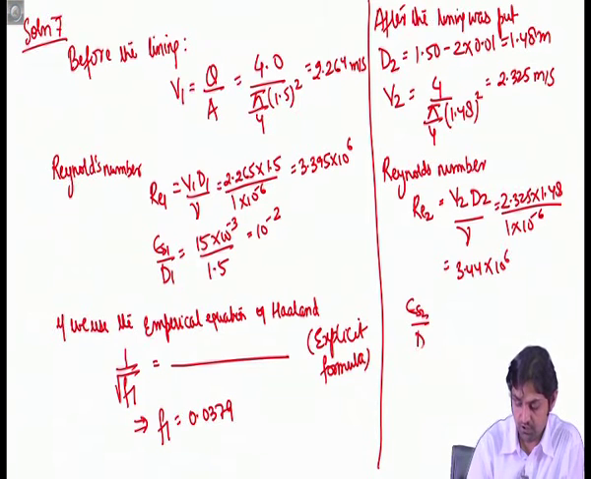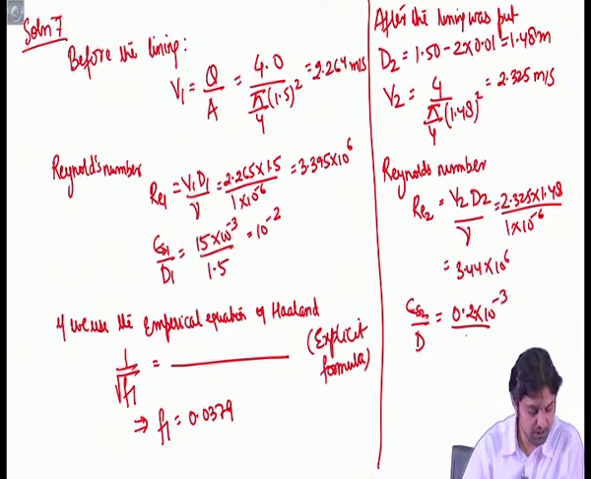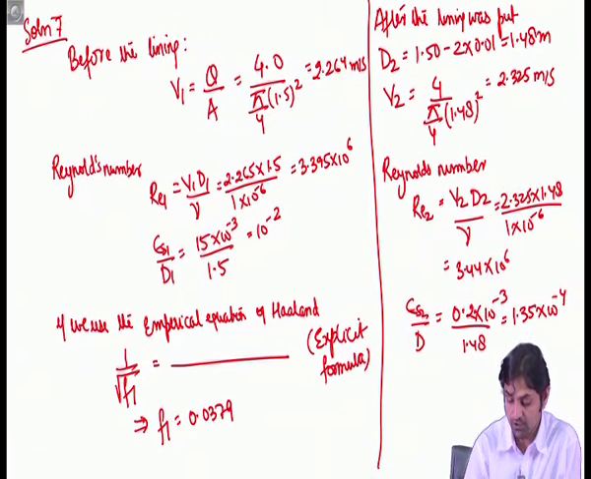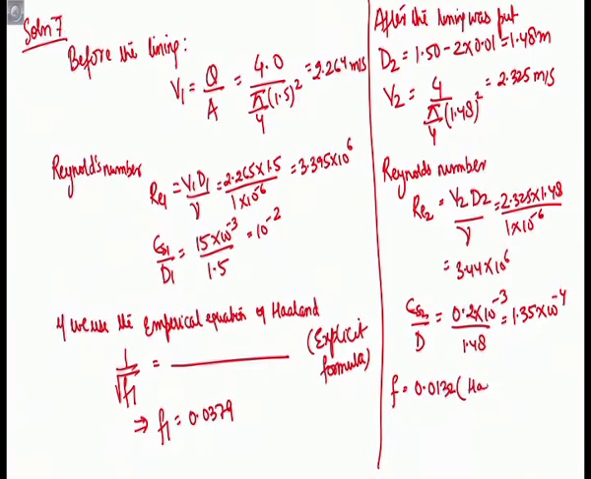Similarly, epsilon S2 by D, we said it has been reduced to 0.2, so it has become 0.2 into 10 to the power minus 3 meter divided by 1.48. So this value comes out to be 1.35 into 10 to the power minus 4. All right. So similarly, using the Haaland formula, you can calculate that F will come out to be 0.0132. So now we have calculated F1 and F2.